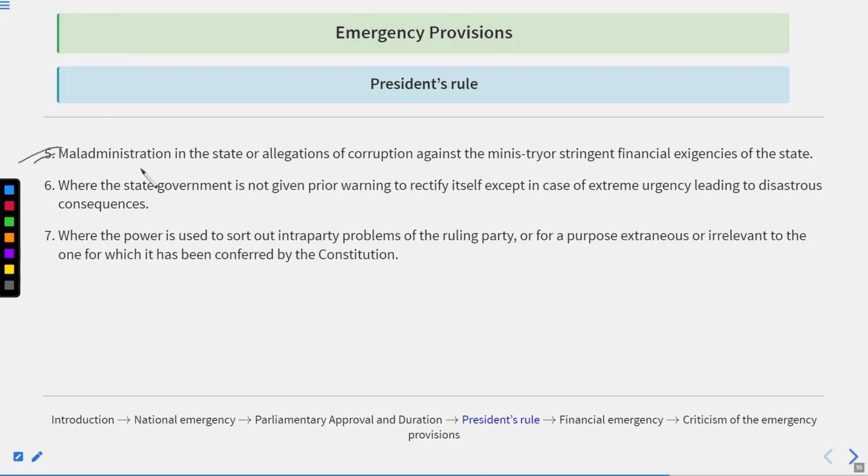Maladministration in the state or allegations of corruption against the ministers, or stringent financial exigencies of the state. These matters could be grounds where the state government is not given prior warning to rectify itself, except in case of extreme urgency leading to disastrous consequences. Where the power is used to sort out intra-party problems of the ruling party or for a purpose extraneous or irrelevant to the one for which it has been conferred by the constitution.